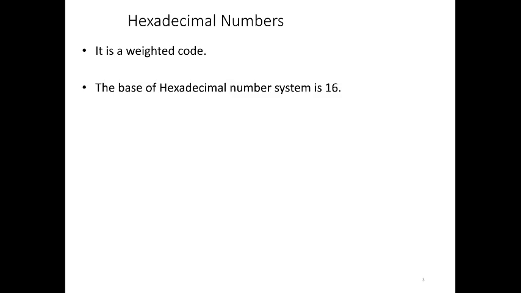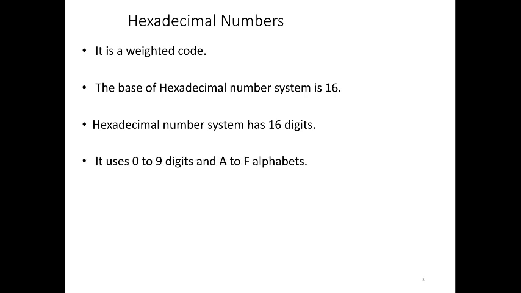So hexadecimal numbers are a weighted code. The base of the hexadecimal number is 16, which we have already seen. So this hexadecimal number system has 16 digits. The weight is 16, so to the base we write 16, and in that we have a total of 16 digits, starting from 0 to 9. After 9 we can't write 10, 11, that is 1, 0, 1, 1. Instead of 10 we write A, B, C, D, E and F.